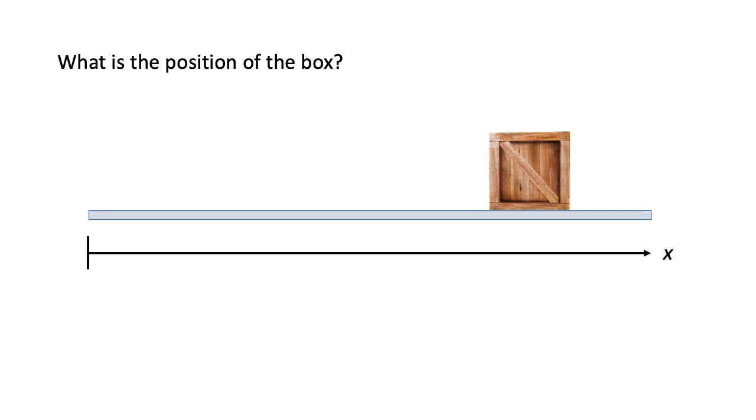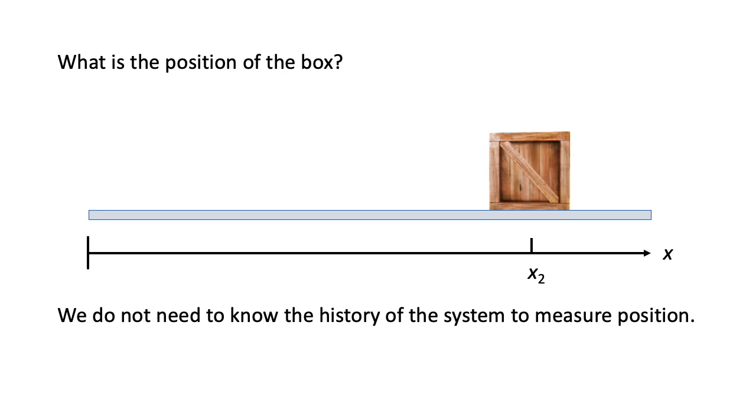Suppose there's a box which is sitting on the floor and somebody slides that to a new position. Now you walk into the room and you ask, what is the position of the box? That is not a very difficult question to answer. You can define a coordinate system, and then using the coordinate system, you can measure the position. You did not need to know the history of the system to measure the position. Position, therefore, is a property of the system.